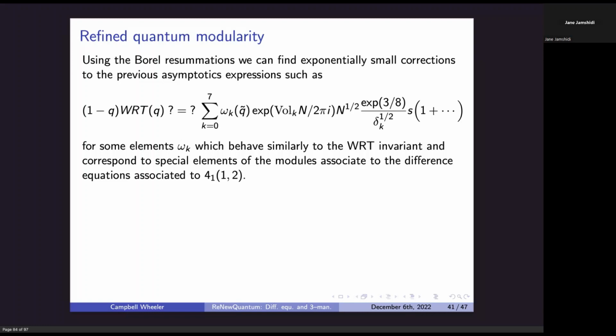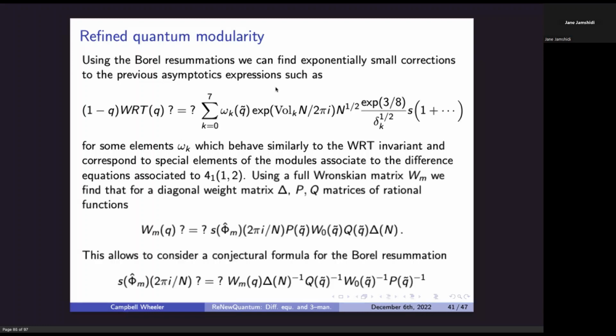Then we see sub-leading terms. So we start seeing exponentially small contributions, and we see all of the other asymptotic series that correspond, in this case, to just the Galois orbits of the original asymptotic series. So our original series was defined over a degree 7 field and has a bunch of Galois orbits, and you start seeing all of these other Galois orbits appearing with their own little prefactor, some other modular functions appearing. So these omega k are just something you compute numerically, and they behave very much like the WIT invariant originally.